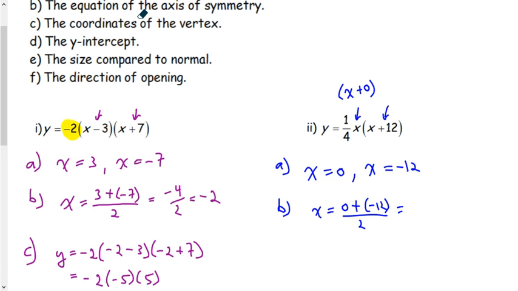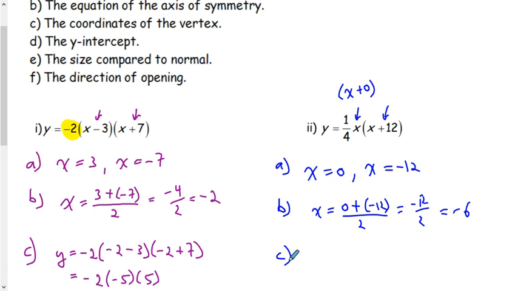Good thing we caught that. Caught it early. That's going to be negative 12 over 2, which is negative 6. I think I did that division in my head before it was time to do it. Okay, so x equals negative 6, that's our axis of symmetry.